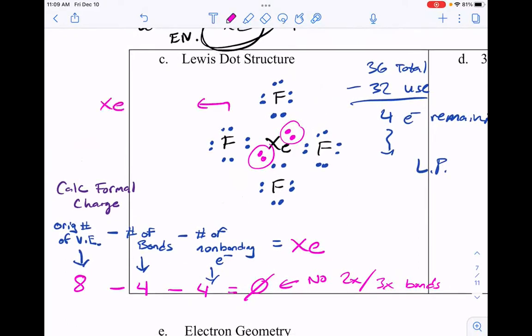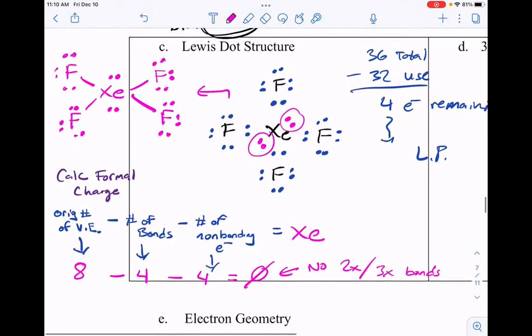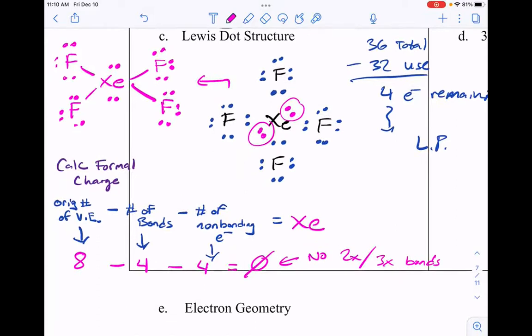So here I have Xe, 2 lone pairs, and then fluorine, fluorine, fluorine, fluorine, each with 1, 2, 3, 4, 5, 6 dots. Okay, so this is what our Lewis structure would look like if we were to translate the bonding electrons, the dots, into lines.